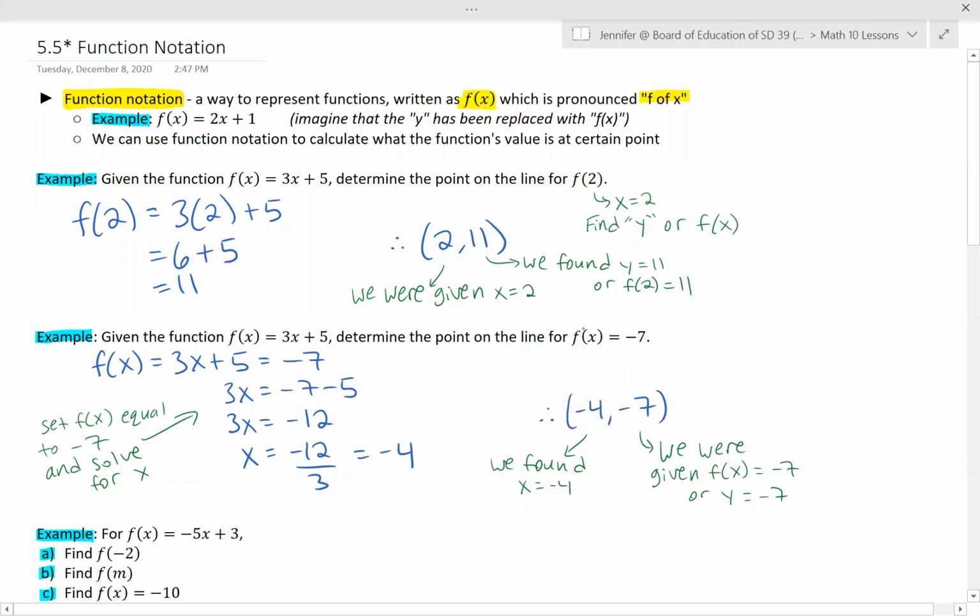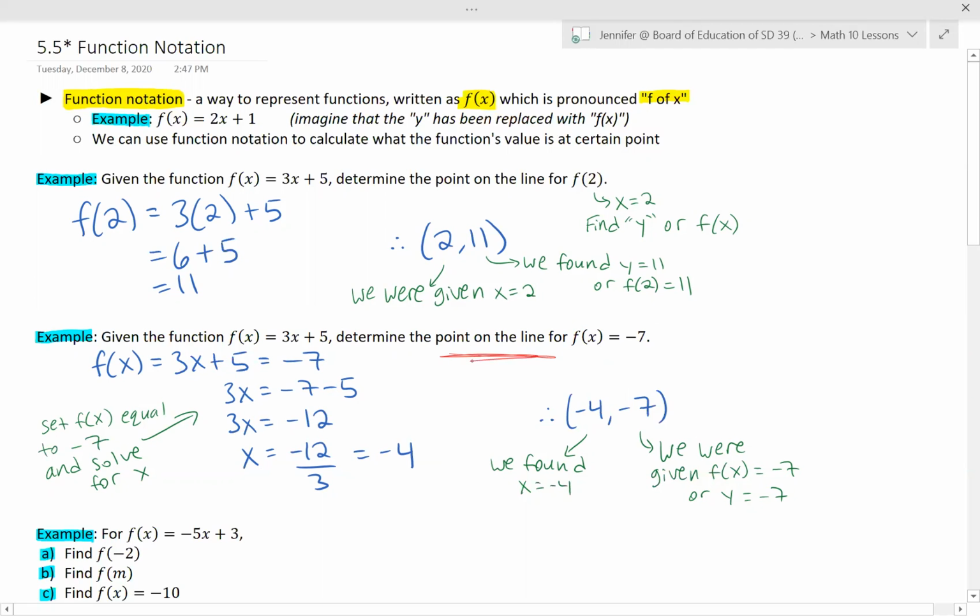The reason this is true is because we're given that f of x equals negative 7. So we take what we had originally and just replace f of x here with that number, negative 7. So it's going to be negative 7 equals 3x plus 5. And then we solve. So we would first minus 5 on both sides. This is grade 9 material, so you should know how to solve for x. Minus 5 on both sides, we get negative 12. And then to get x on its own, we would divide both sides by 3. So we get x is negative 4.